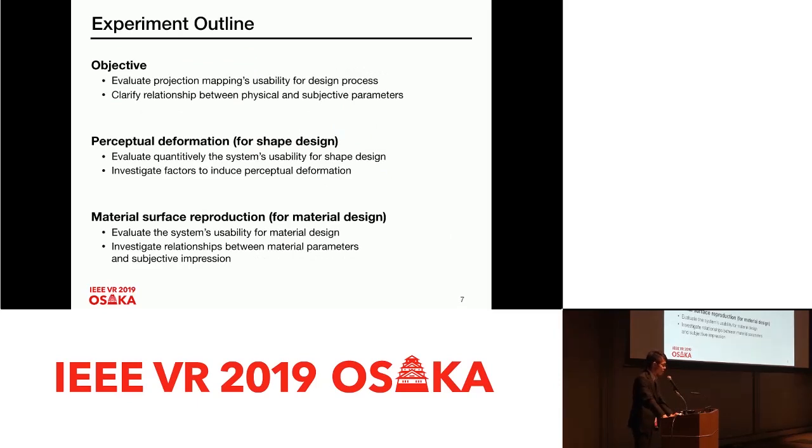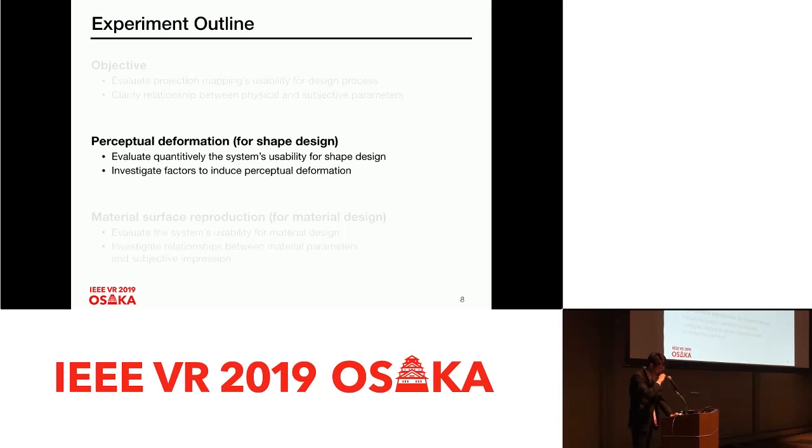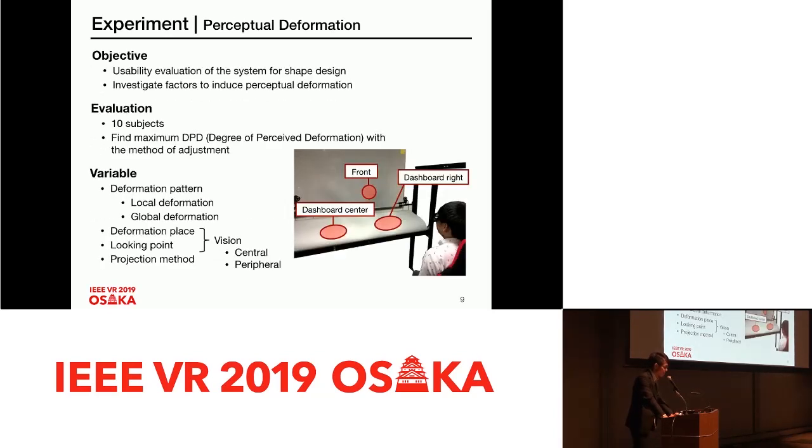Again, our research objectives are to evaluate the usability of projection mapping and clarify the relationships between the physical and subjective parameters. We conducted two experiments in terms of shape design and material design. First, I will talk about the experiment on perceptual deformation for shape design. The objectives of this experiment are to evaluate the usability of the system for shape design and to investigate the factors that induce the perceptual deformation.